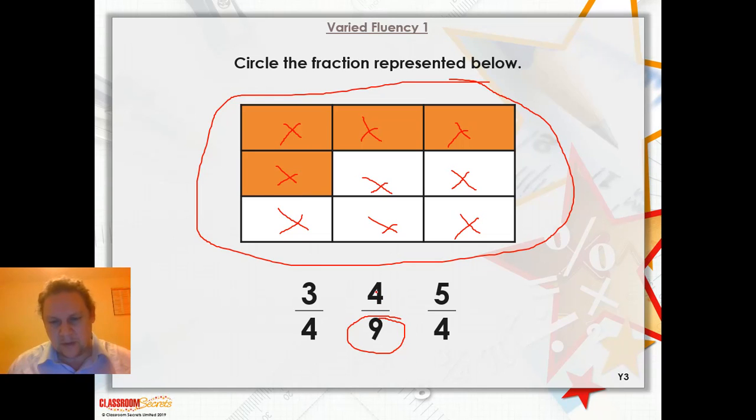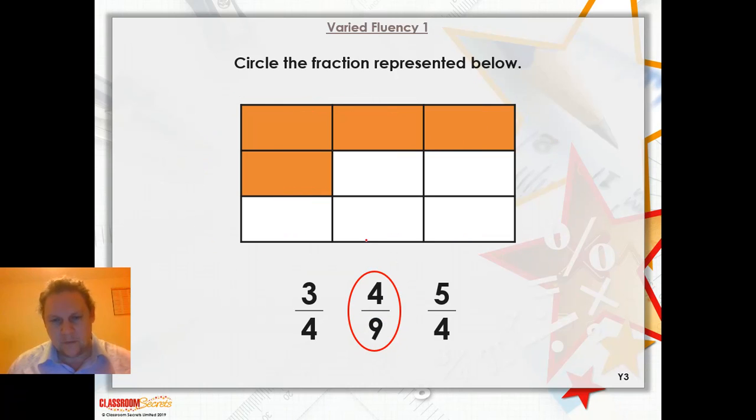Let's see if we're right. If we're right, then we should see that we're interested in 4 of those pieces. Are we interested in 4 of those pieces? 1, 2, 3, 4. Yes, we are. We're showing 4/9. That's what's represented there. Okay, 4/9. Okay, all right.